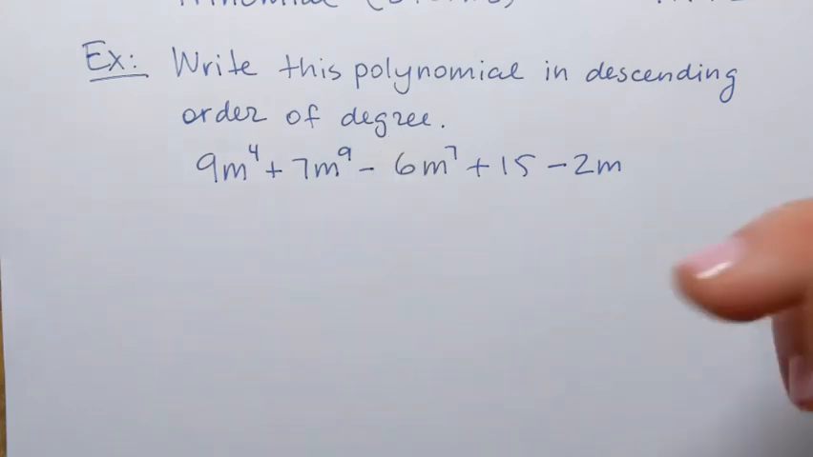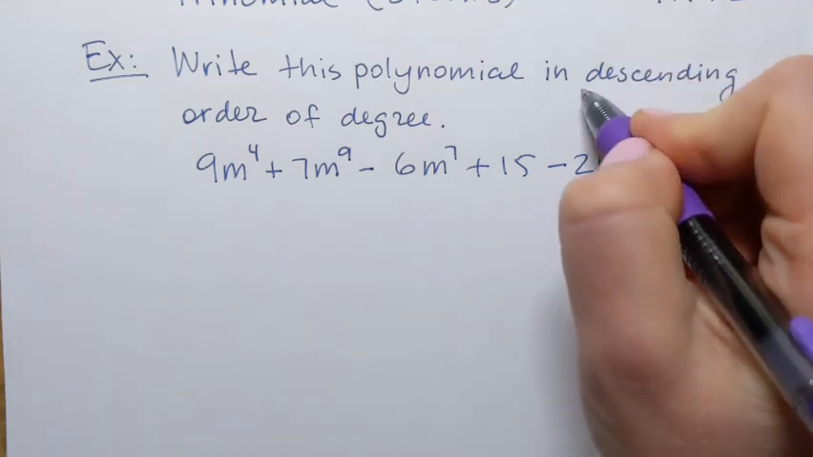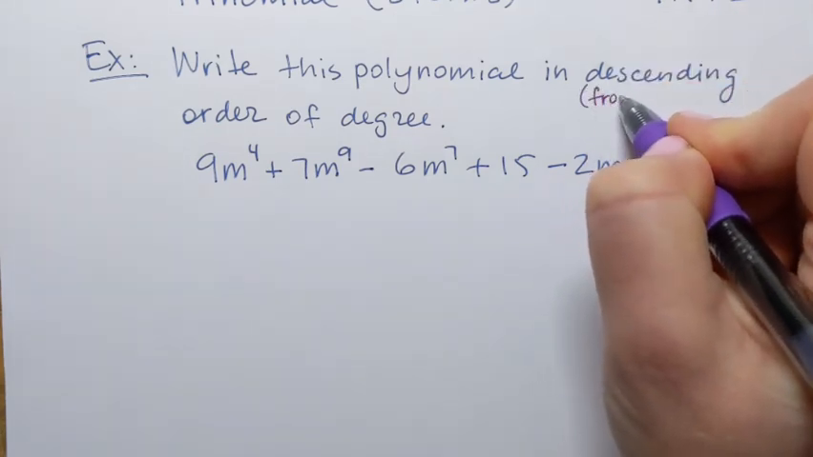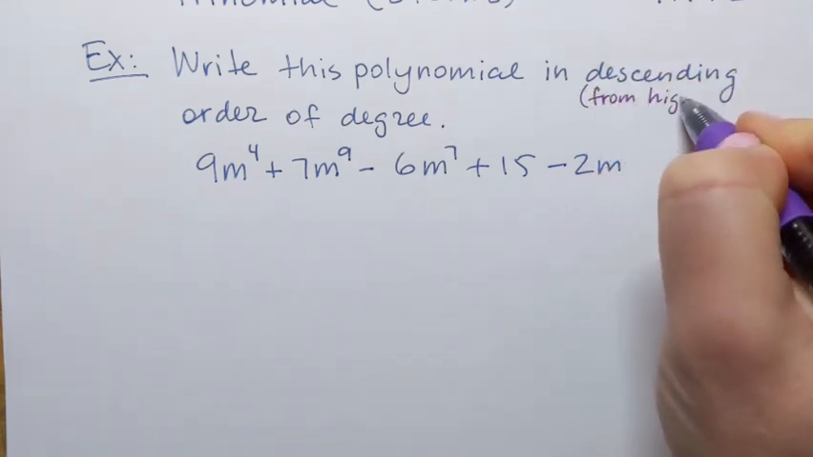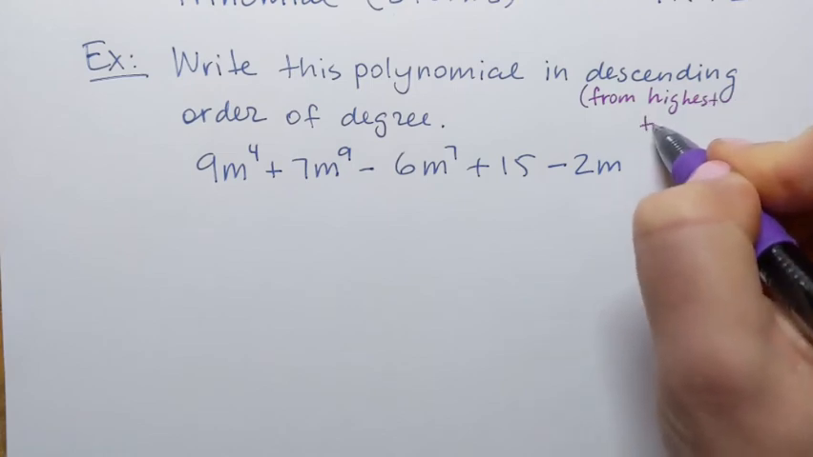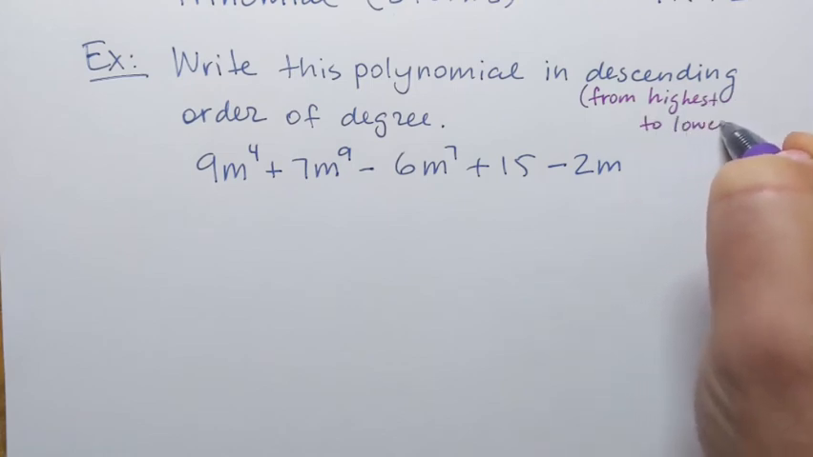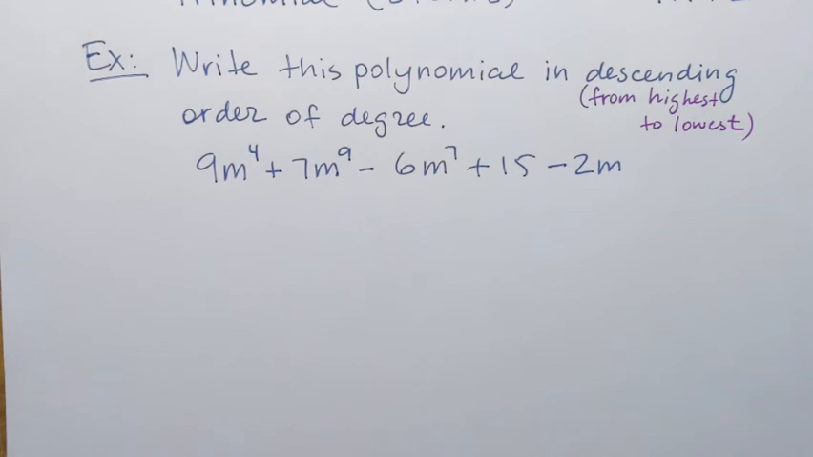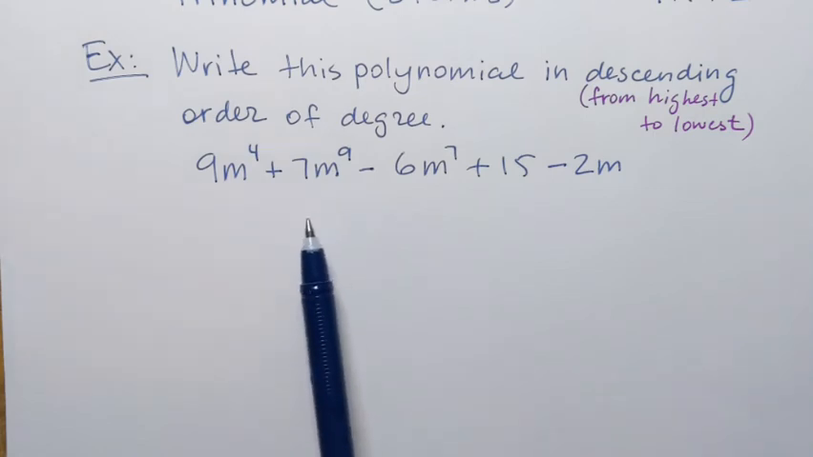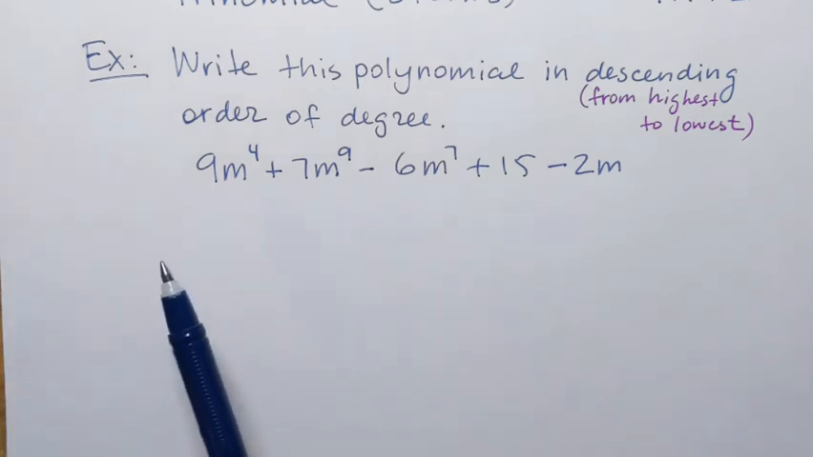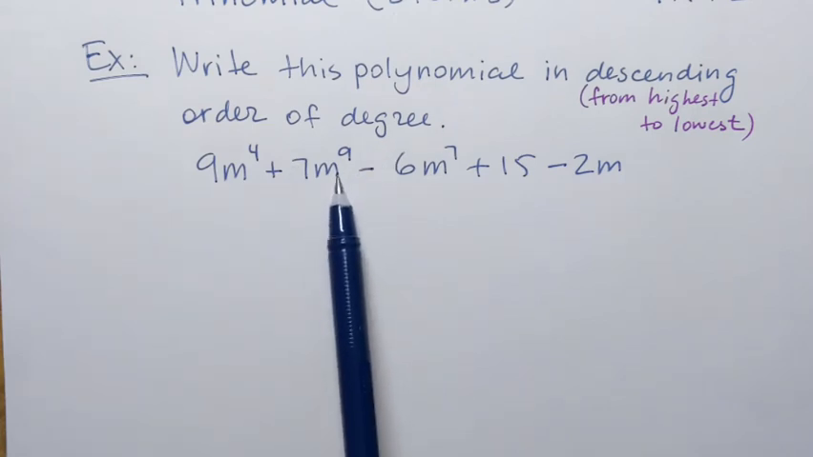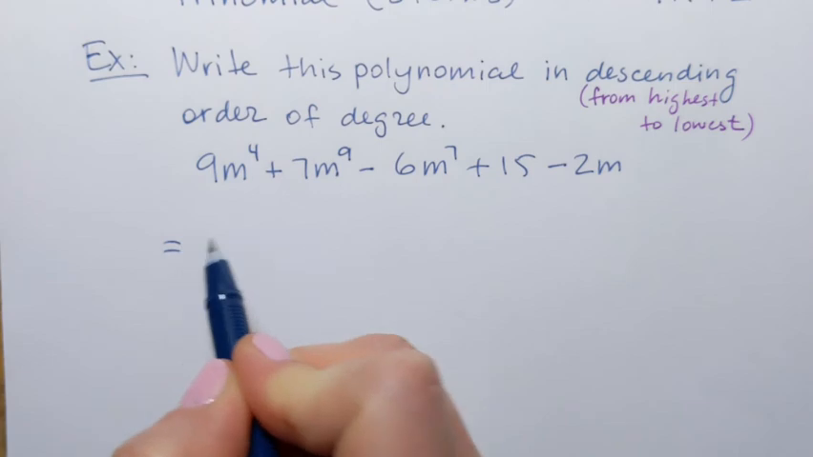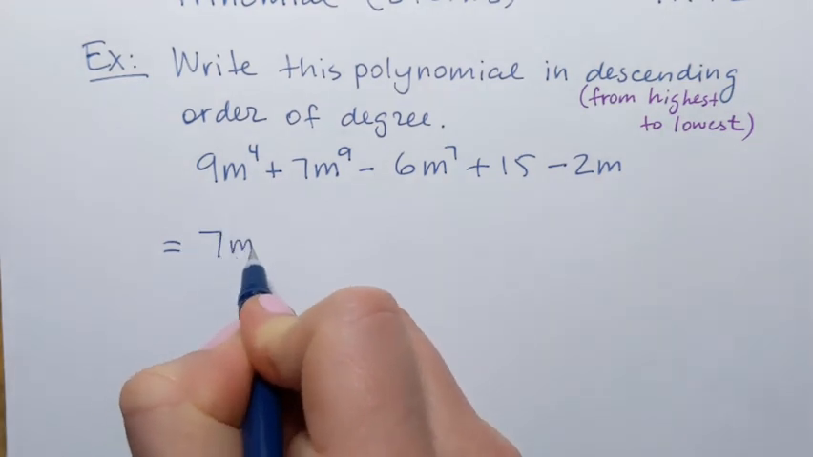So one more time, when we see word descending, it means that from highest to lowest. So I need to find term that has the highest degree. It means that's the highest power. Well, it looks like 9 is the highest power of the variable m. So I'm gonna start with that term.